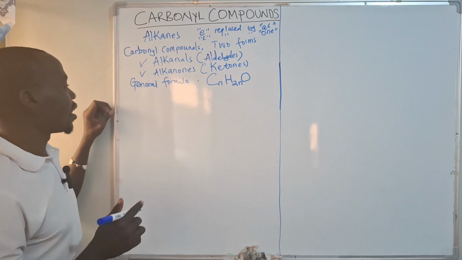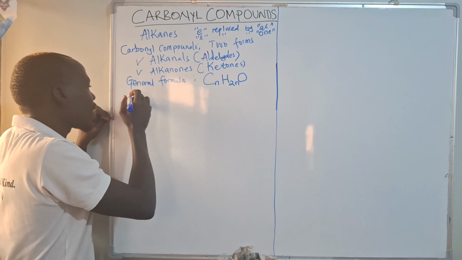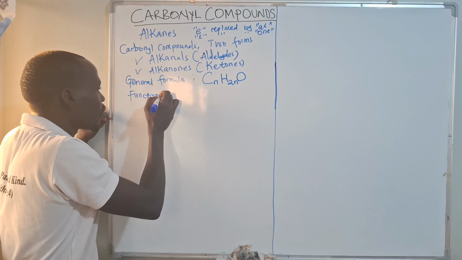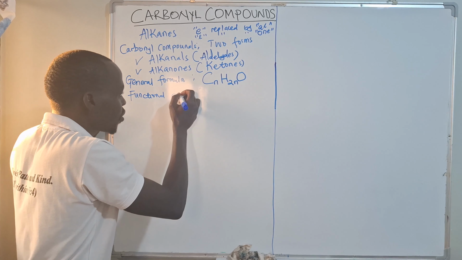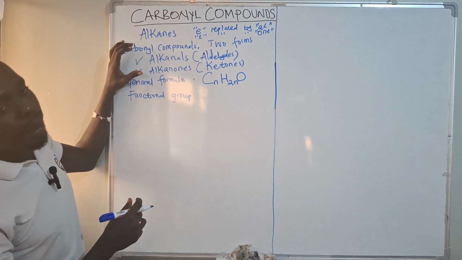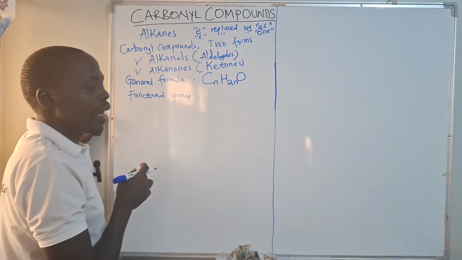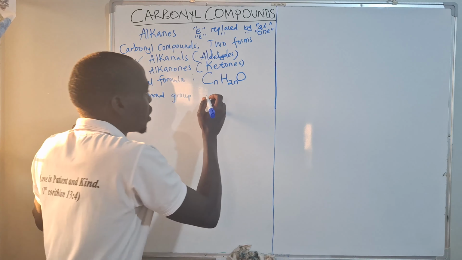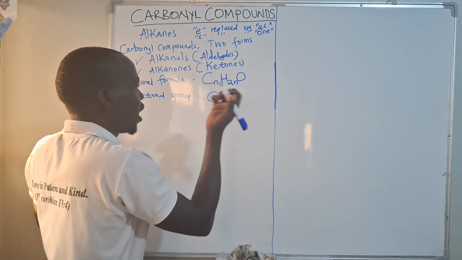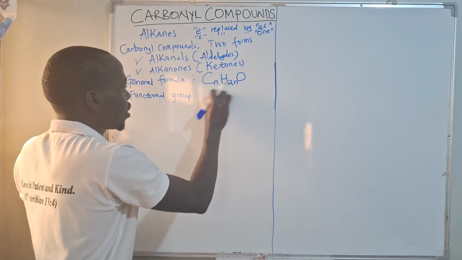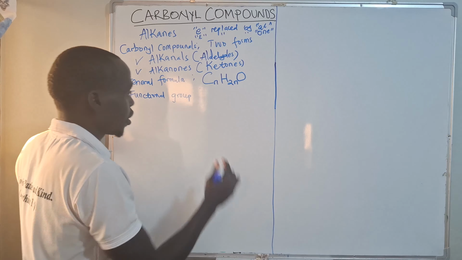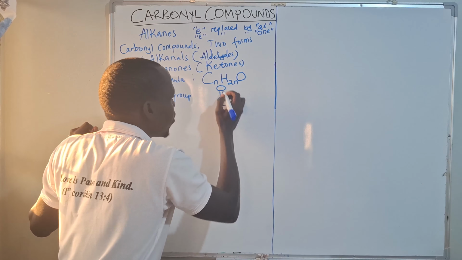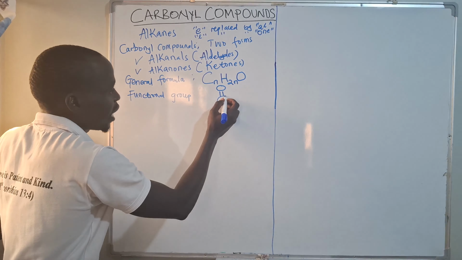So if that is the case, now let's see what we call the functional group for these carbonyl compounds. The functional group for these carbonyl compounds is just represented by C, let me put it like this, C double bond, then we have oxygen. So it is represented by this one.